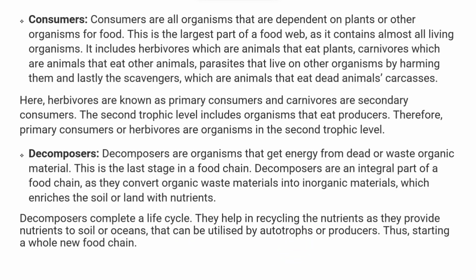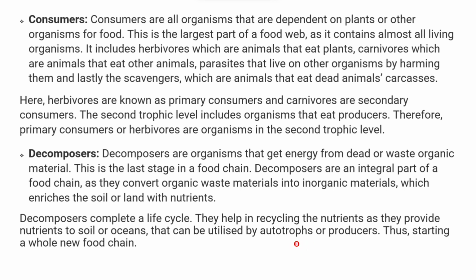3. Consumers. Consumers are all organisms that are dependent on plants or other organisms for food. This is the largest part of a food web, as it contains almost all living organisms. It includes herbivores, which are animals that eat plants, carnivores, which are animals that eat other animals, parasites that live on other organisms by harming them, and lastly the scavengers, which are animals that eat dead animals' carcasses. Here, herbivores are known as primary consumers and carnivores are secondary consumers.